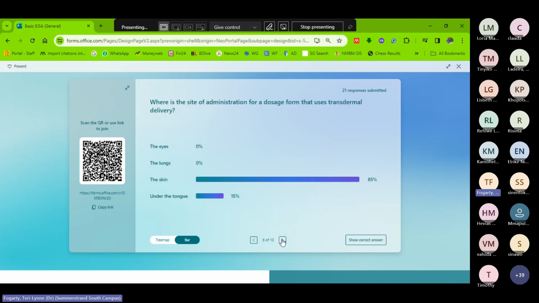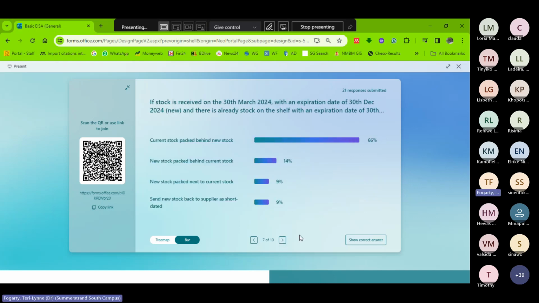Next. Where is the site of administration for a dosage form that uses transdermal delivery? Well, you need to know what transdermal means. So again, a knowledge question: across the skin. So the site of administration would be the skin. Question 7 is a problem-solving question for you.